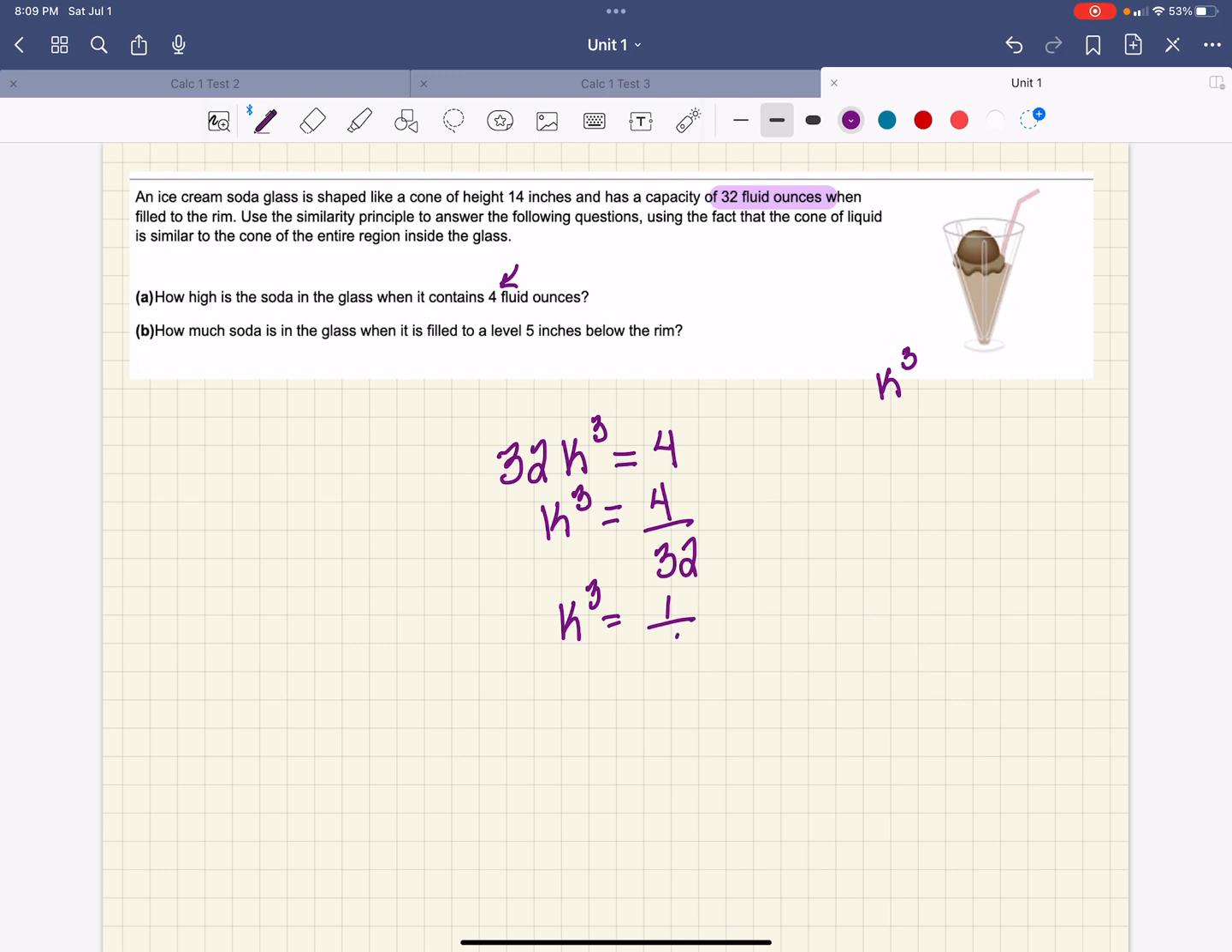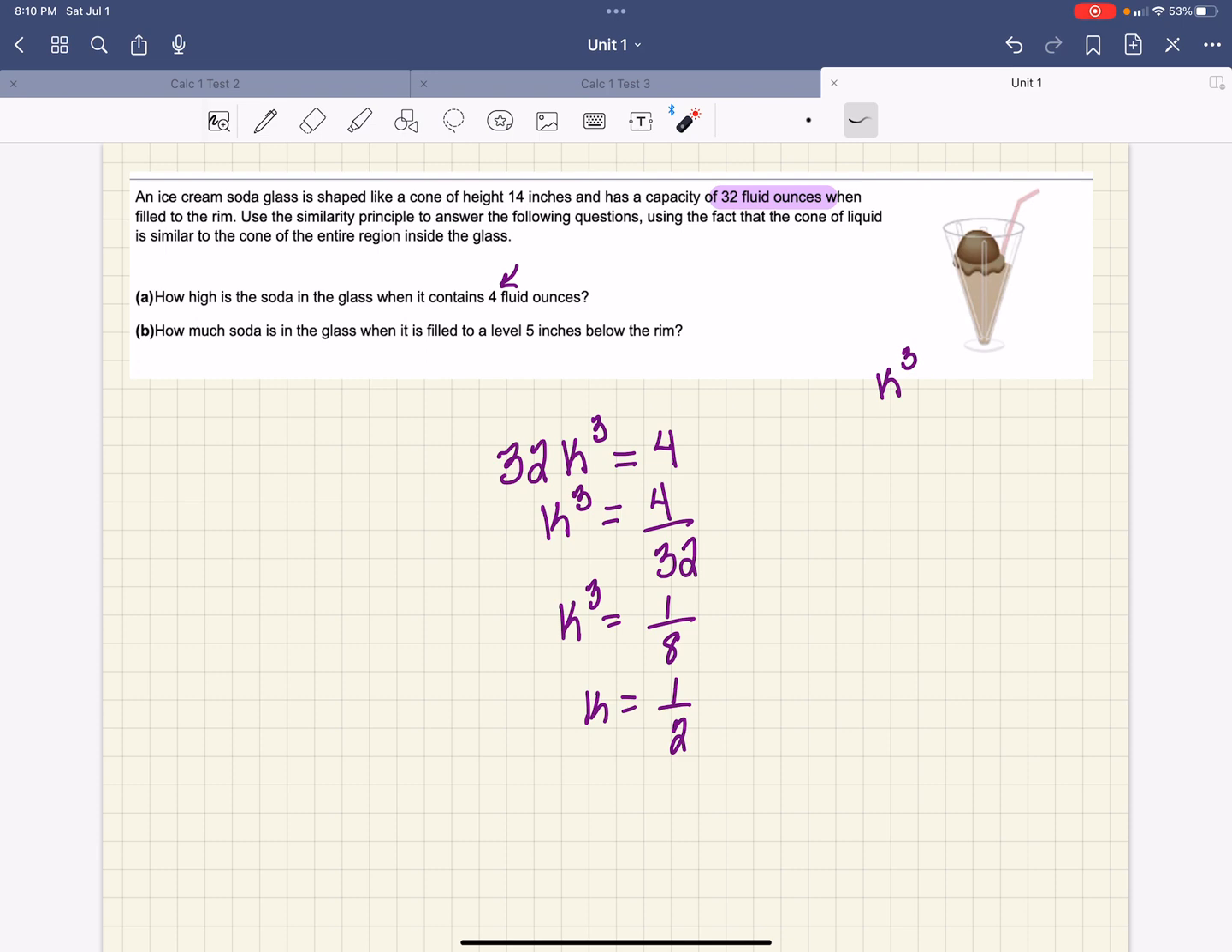I can simplify that to 1 over 8. And then the cube root of 1 over 8 is 1/2. And the reason for that is 2 times 2 times 2 equals 8. So the cube root of that is 2. And that's where I get my 2 from right here. Okay, now this is just telling me my k value. That's all that's telling me right now.